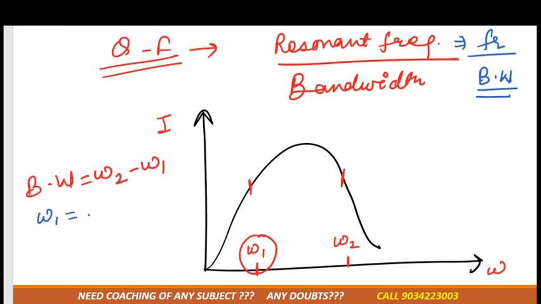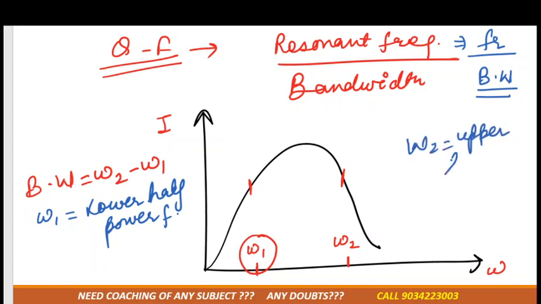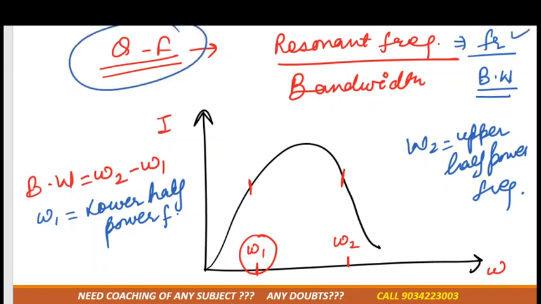And what is omega 1? Omega 1 is known as the lower half power frequency, and omega 2 is the upper half power frequency. Again, don't go too deep, because you just need to remember the formula. The quality factor is resonant frequency by bandwidth. Bandwidth is omega 2 minus omega 1. Generally they'll give you directly the values of the lower half frequency and upper half frequency.